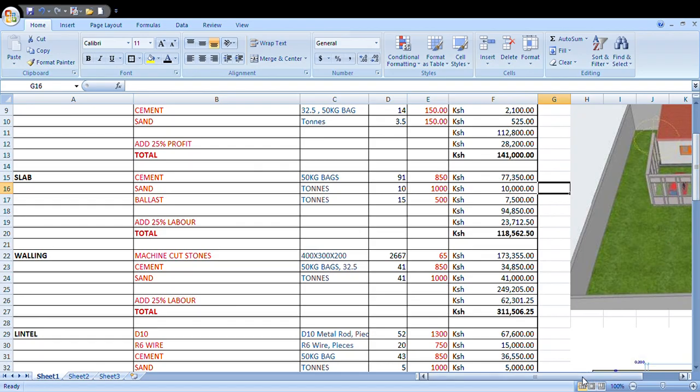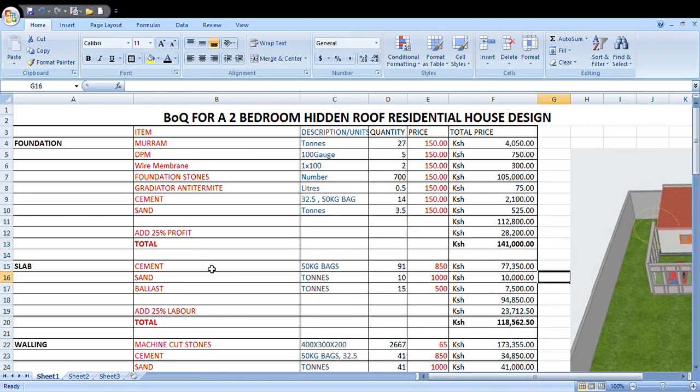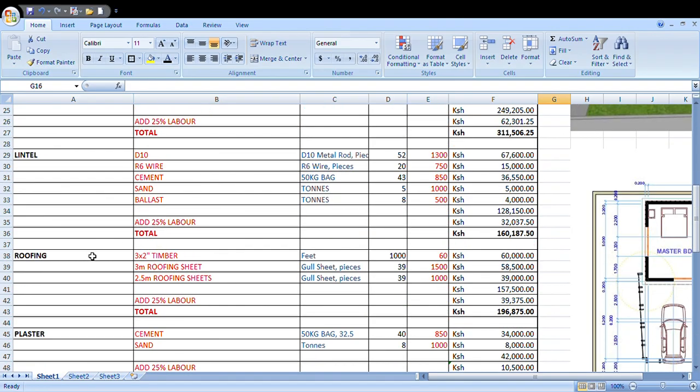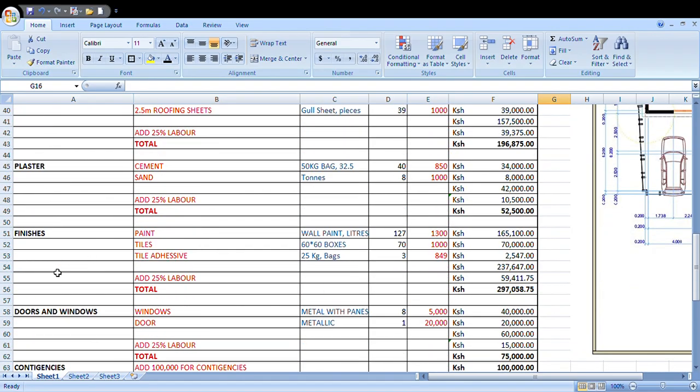So then we go next. After the lintel, we finish the plaster, then the finishes. Under finishes, we have the paint, tiles, and tile adhesive. Remember, paint takes around 4 liters per 10 square meters, depending on the type of your paint. It normally takes 10 square meters per 4 liters.